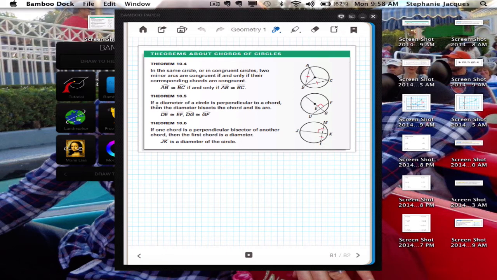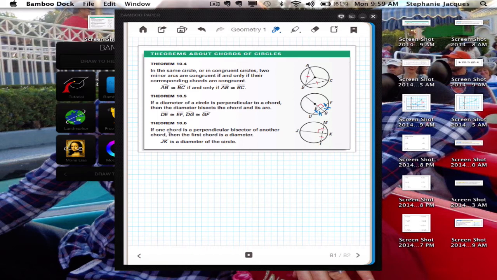Okay, theorem 10.5: if a diameter of a circle is perpendicular to a chord, then the diameter bisects the chord and its arc. So here's our diameter. It's perpendicular to a chord. So then what happens is it's going to bisect this, so that means these two are equal. And it also bisects the arc here, so those two are equal.